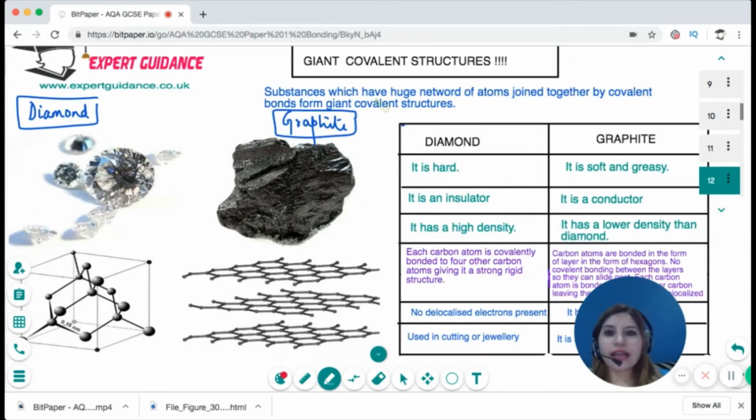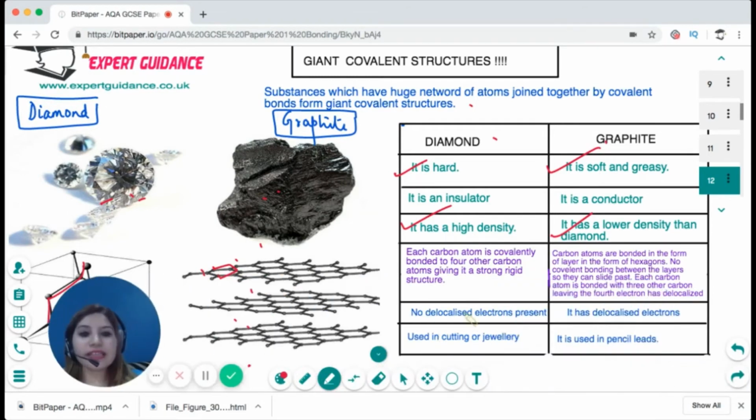Okay, so now let us see the giant covalent structures, diamond and graphite. This is the difference between them. Diamond has a hard, rigid structure, whereas graphite has a layered structure. So diamond is hard and has a high density. Graphite is soft and greasy, with lower density. In graphite, 3 electrons are bonded to form a ring and 1 electron is delocalized for each carbon. These delocalized electrons make it a good conductor. So diamond is an insulator, graphite is a conductor.